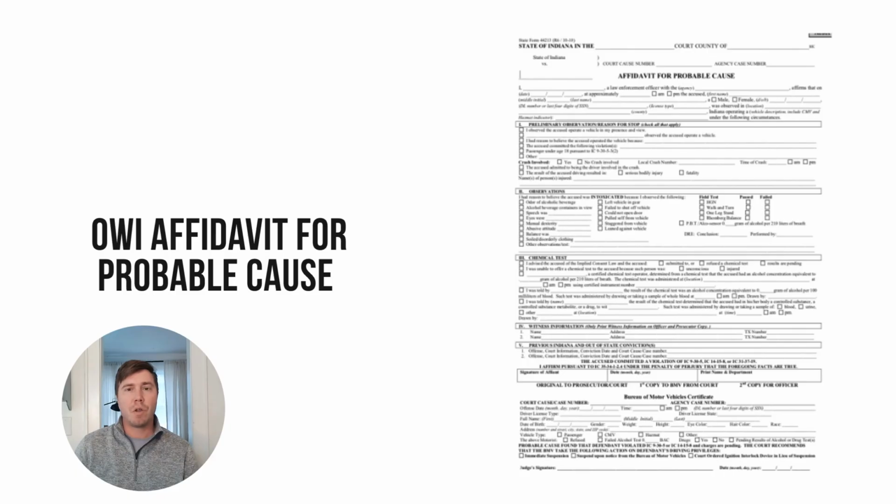What we're going to do is follow along with a document known as the OWI probable cause affidavit. This is a standard form in Indiana that an officer will fill out as a part of an OWI case. We're going to look at the different sections of it, which essentially break down the 4 phases of an OWI. So first, let's look at phase 1.